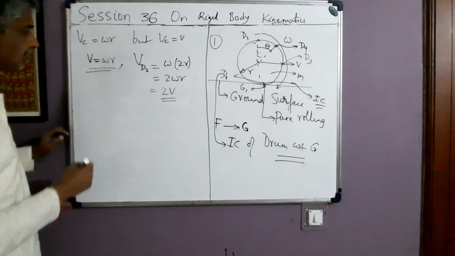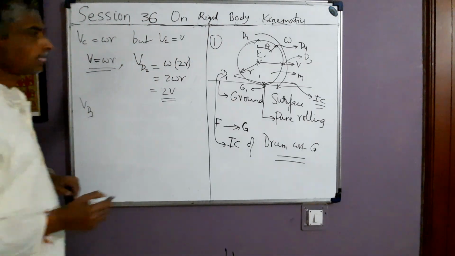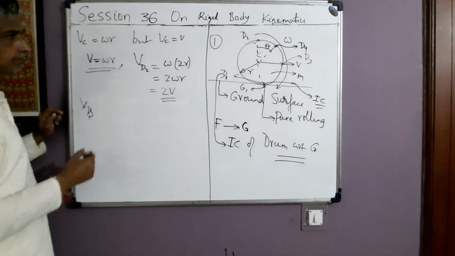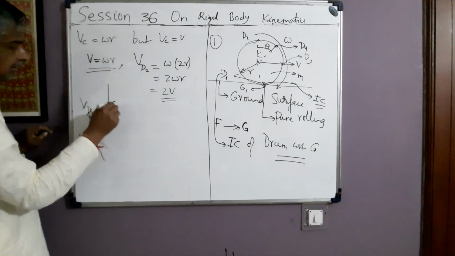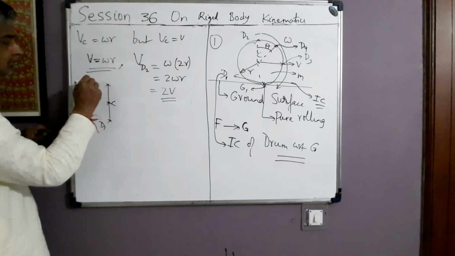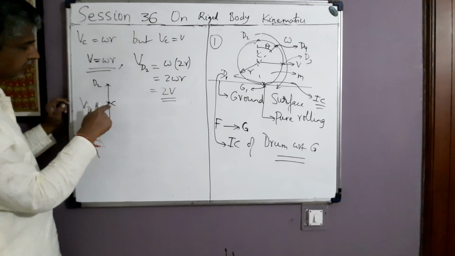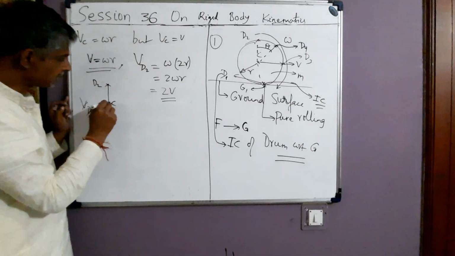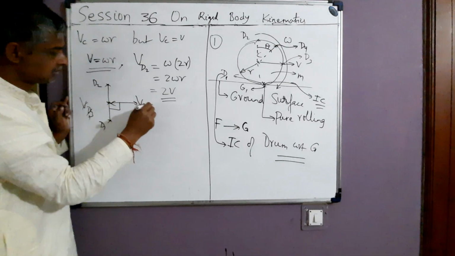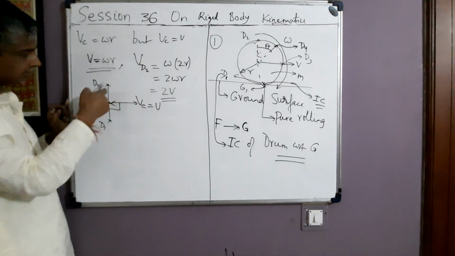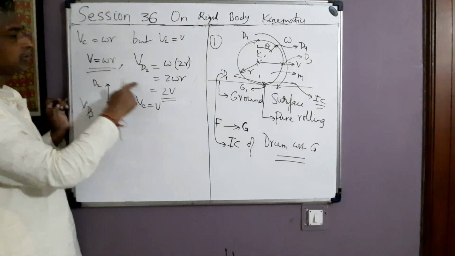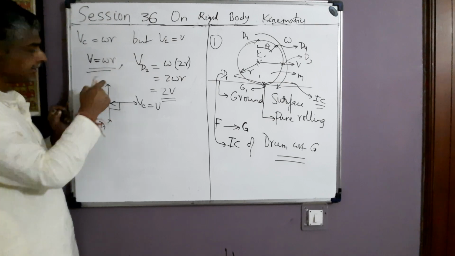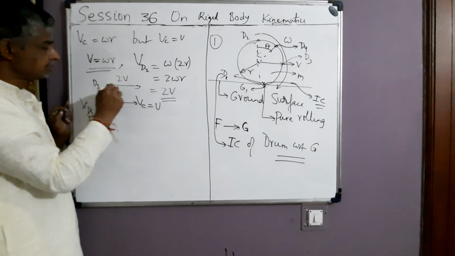Now what about the velocity of D3? One more thing I'd like to say: this is C, this is D1, this is D2. The velocity of C is V. The direction of V will be normal to this line, corresponding to the sense of omega. So VC will be like this, at right angles to this direction. The velocity of D2 is 2V, also at right angles to the line joining the IC D1 and D2, in this direction.